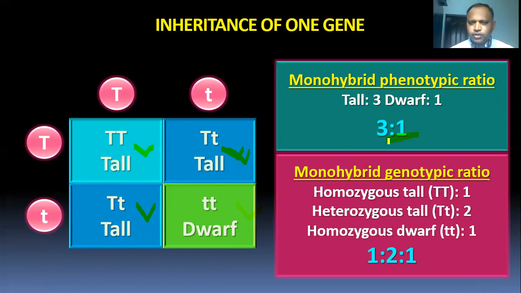But the genotypic ratio: homozygous tall is only 1, capital T, capital T. Heterozygous tall, capital T, small t, is 2. Homozygous dwarf, small t, small t, is only 1. So the genotypic ratio of a monohybrid cross is 1:2:1, right?